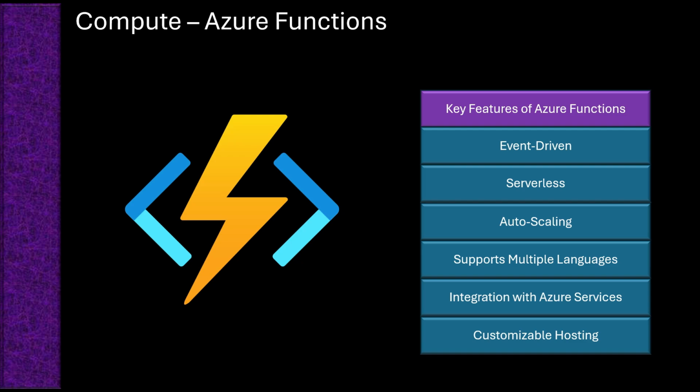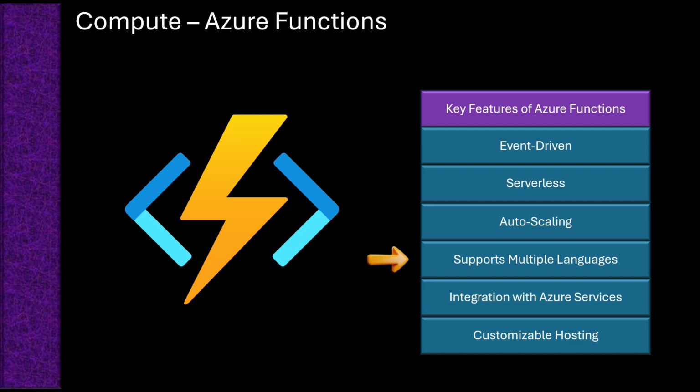Let's unpack a few key features of Azure Functions. Azure Functions are triggered by events like HTTP requests, messages in a queue, file uploads, or changes in a database. When you use Azure Functions, you do not need to provision or manage servers. You only pay for the time your code runs. It automatically scales based on the number of incoming events and ensures your app handles spikes in traffic.